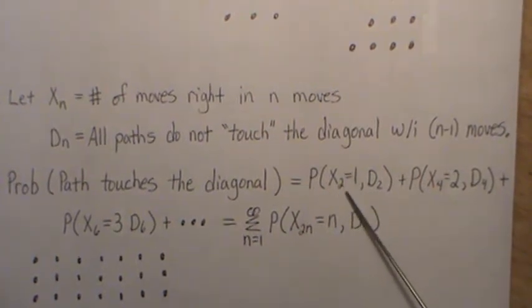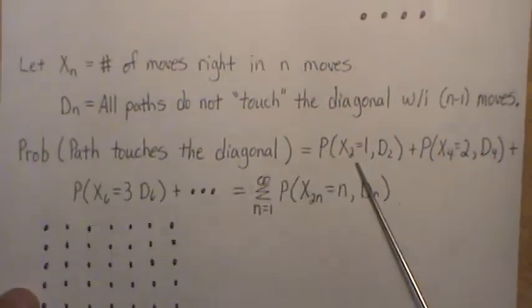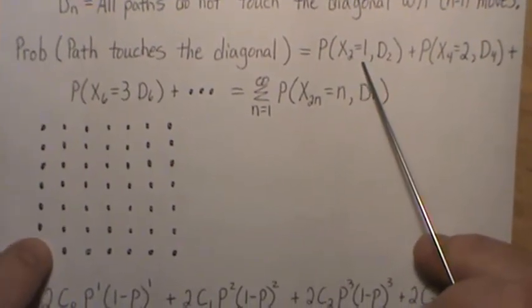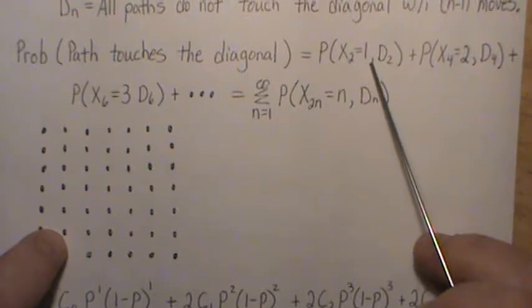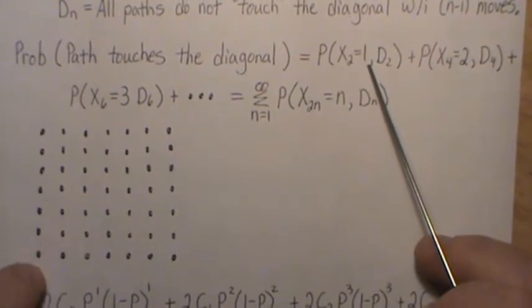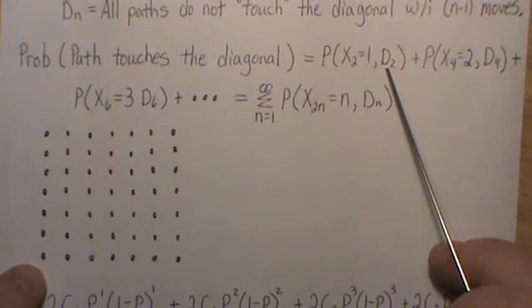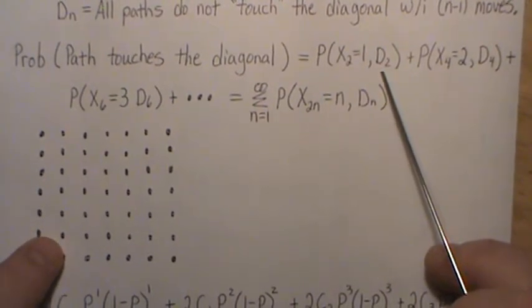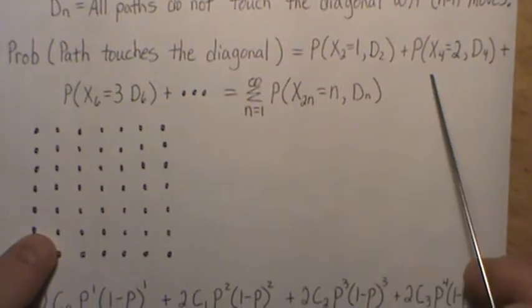And so that means this probability that the path touches the diagonal is actually the sum of these probabilities. So we start at 0, 0. So this probability is the probability we're right there, right? And not touching a diagonal before that. But there's no way to cross the diagonal, so this is sort of irrelevant.